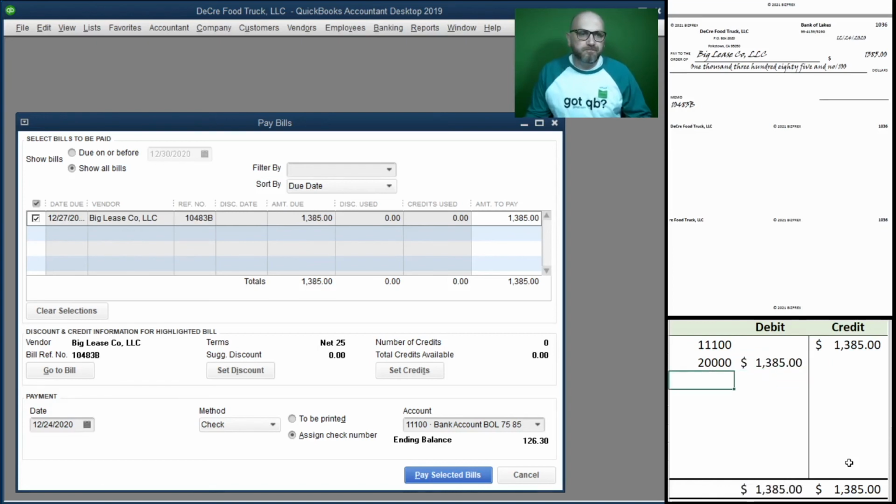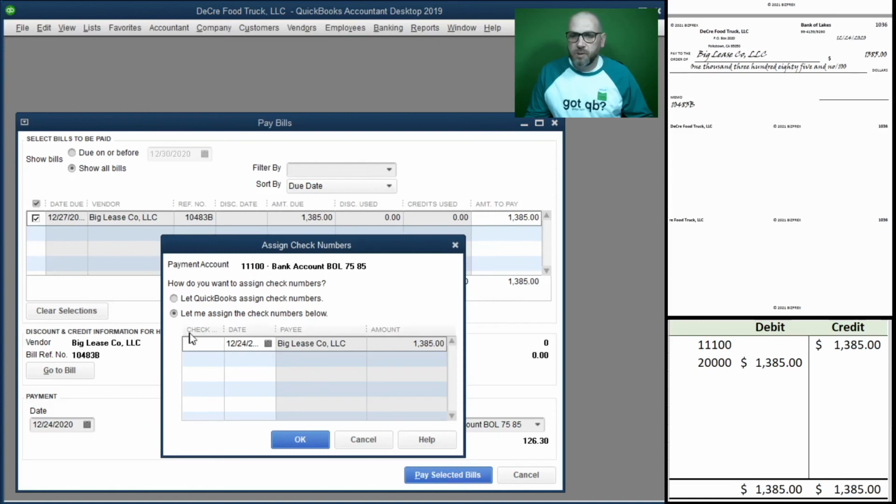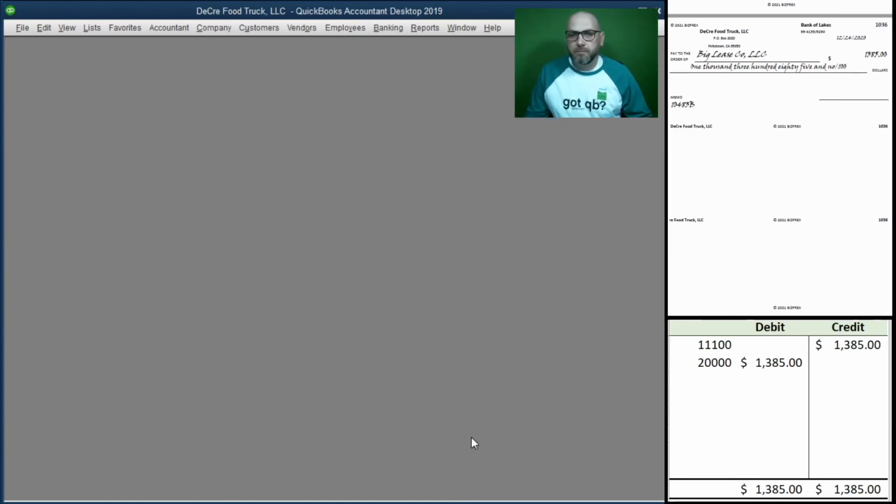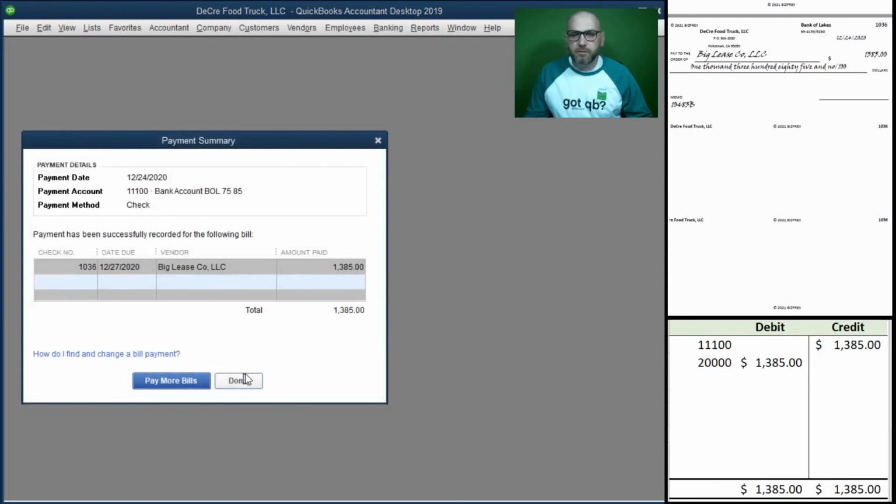Again, when we're paying a bill which we entered previously, please again remember, you are not impacting the expense accounts. You impacted them once you entered the bill. At this point, you're just reducing your accounts payable balance. Very important to remember. Okay, good to go. Date is correct. Let's assign the check number. Okay, everything is good.